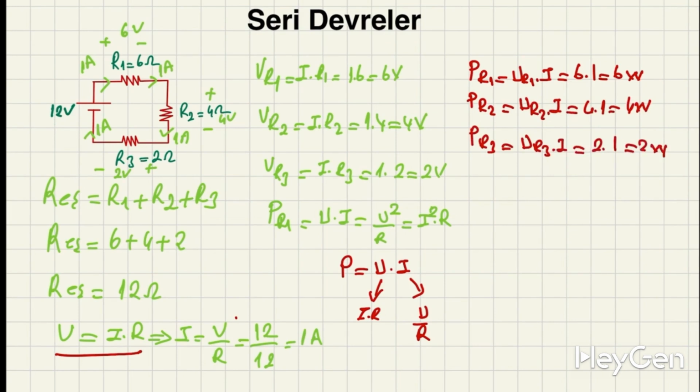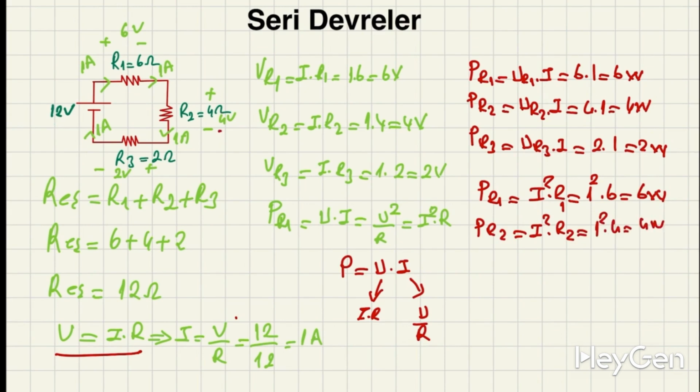Well, let's find it using the other formulas as well. For example, PR1 equals, we said I squared times R. Correct. Since the square of 1 times R, which is 6, it will be 6 watts. PR2 equals I squared times R2, which equals the square of 1 times 4 ohms. What does that equal? It equals 4 watts. PR3 equals I squared times R3, the square of 1 times 2 equals 2 watts.